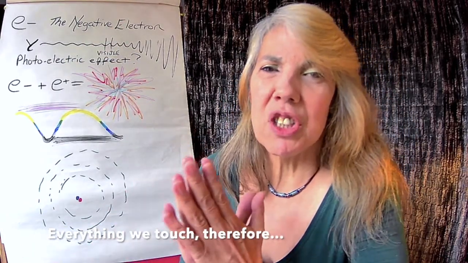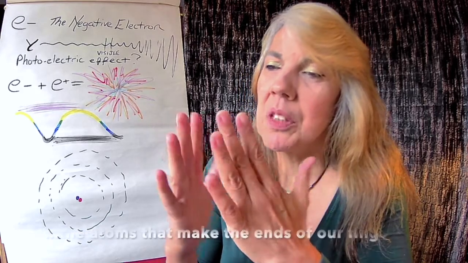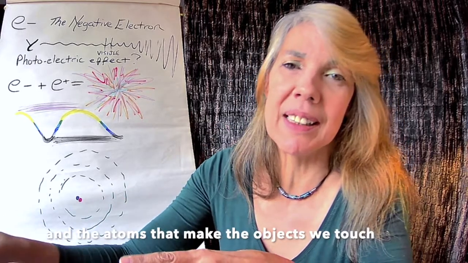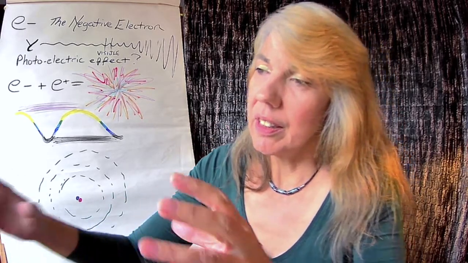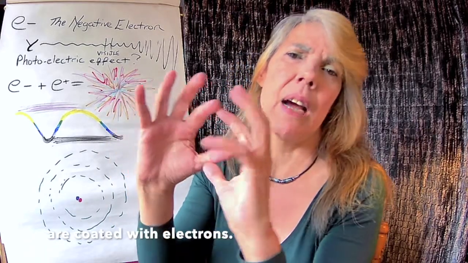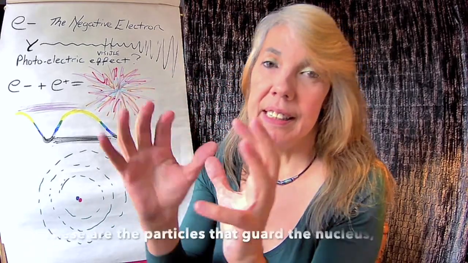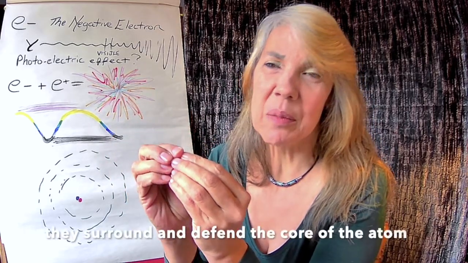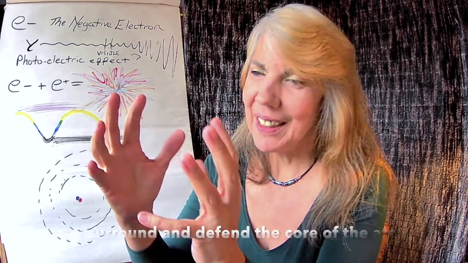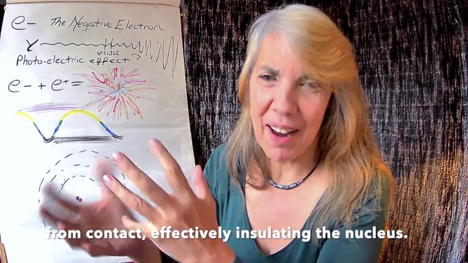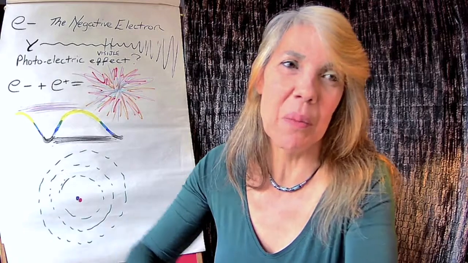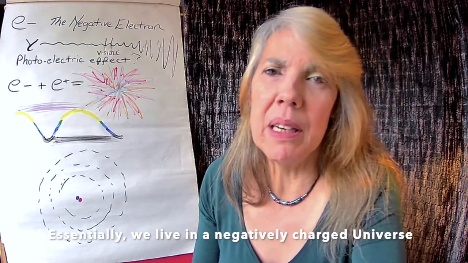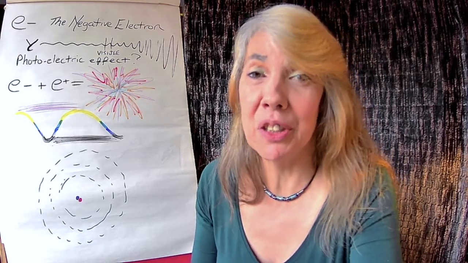Everything that we touch, the atoms that make the ends of our fingers and the atoms that make the objects that we touch, are coated with electrons. They're covered with electrons. These are the particles that guard the nucleus, so the very core of the atom is never going to be able to be contacted by us or anything else that comes into contact with each other. So that essentially means that on that level we live in a negatively charged universe.